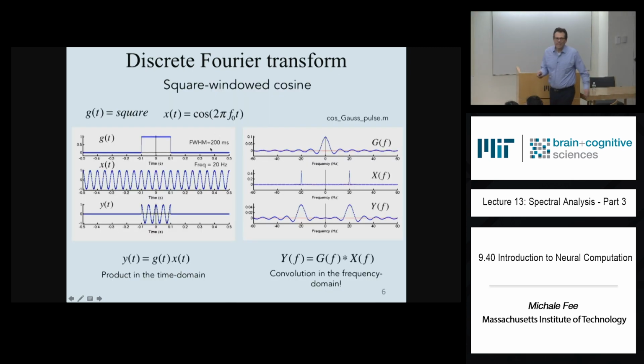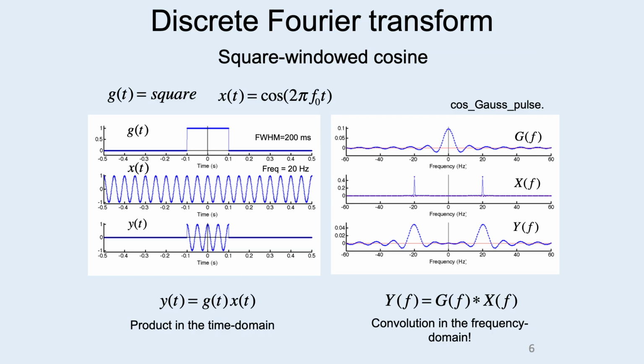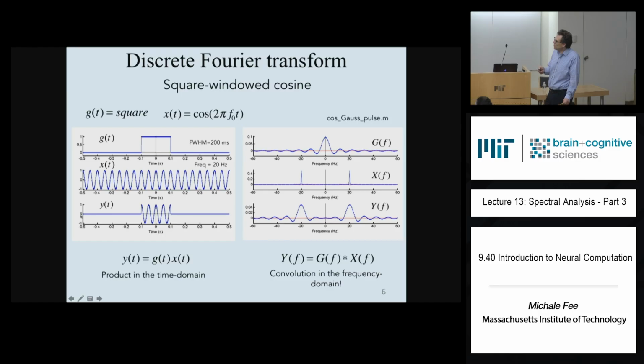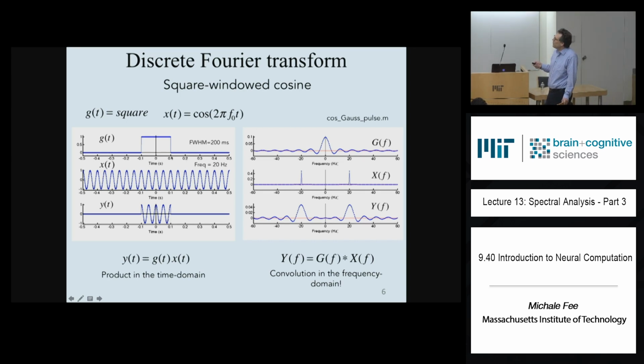Now, we also talked about the convolution theorem, which relates the way signals get multiplied in time or convolved in frequency domain. So for example, if we have a square pulse in time multiplied by a cosine function in time to get a windowed cosine, so this function is 0 everywhere except it's cosine within this window, we can compute the Fourier transform of this windowed cosine function by convolving the Fourier transform of the square pulse with the Fourier transform of the cosine function like this.